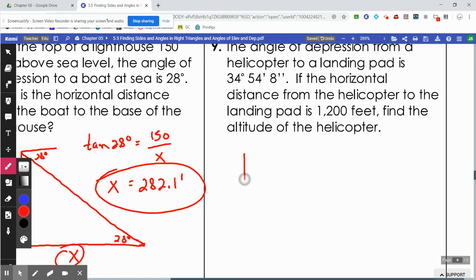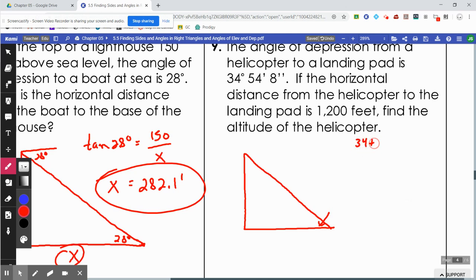Number 9, the angle of depression from a helicopter to a landing pad, and they give it to you in degrees, minutes, seconds here. Let me go ahead and draw the triangle. Here's the helicopter looking down. So again, this would be your angle of depression, which is the exact same thing as the angle of elevation here. Let's take our 34 degrees, 54 minutes, and 8 seconds.